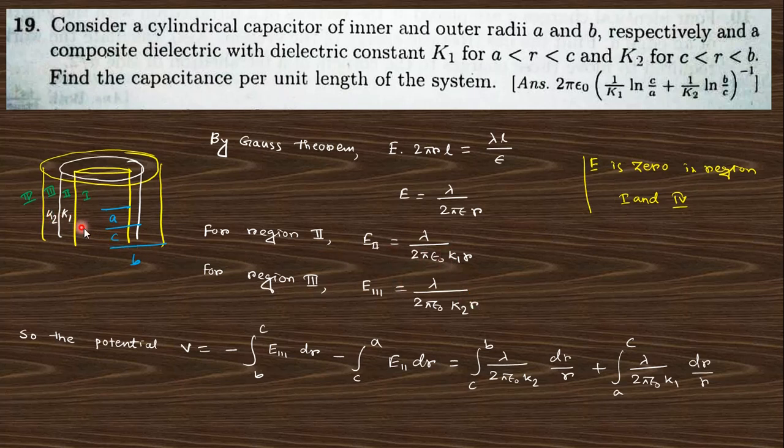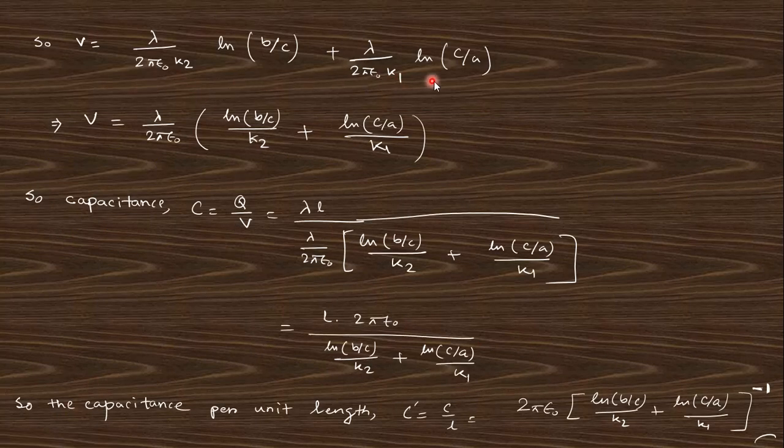Now the potential difference between a and b: from b to c it is E3 dr, and from c to a it is E2 dr. Put in the values of E2 and E3 and integrate, and you will get this expression for the potential. After that you get the capacitance, which is q by V. Put in this value of V and you get this expression. Now we need the capacitance per unit length, so you divide by the length and you get this equation. Clear? If there is any doubt, you must comment in the comment box. Next question.